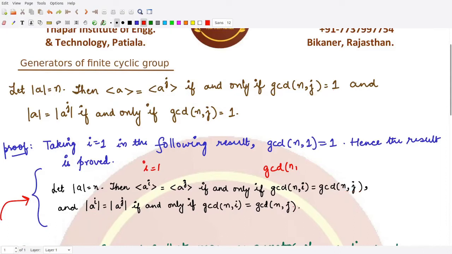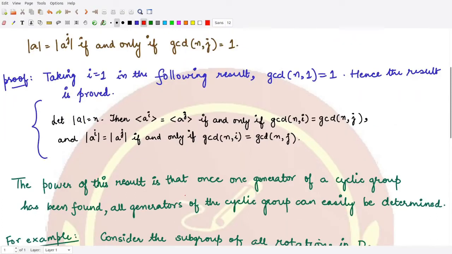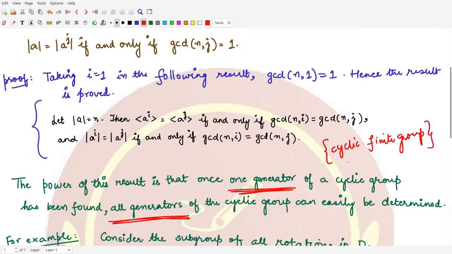Okay, so moving further, after the proof, let's see where and how we can utilize this result. The power of this result is that once we have one generator of the cyclic group, all other generators can be found, and this is only done when we have a cyclic finite group, right? All the results that we are studying revolve around cyclic finite groups, so you should keep this in mind and not generalize the results. So how is this done? Once we know a generator, all the other generators are calculated.